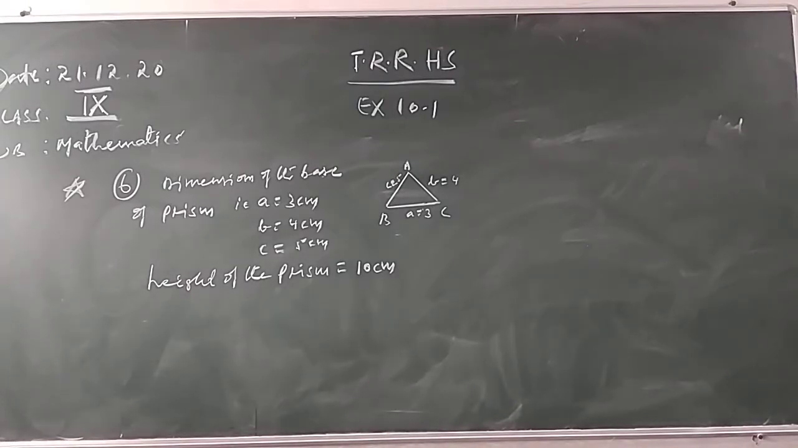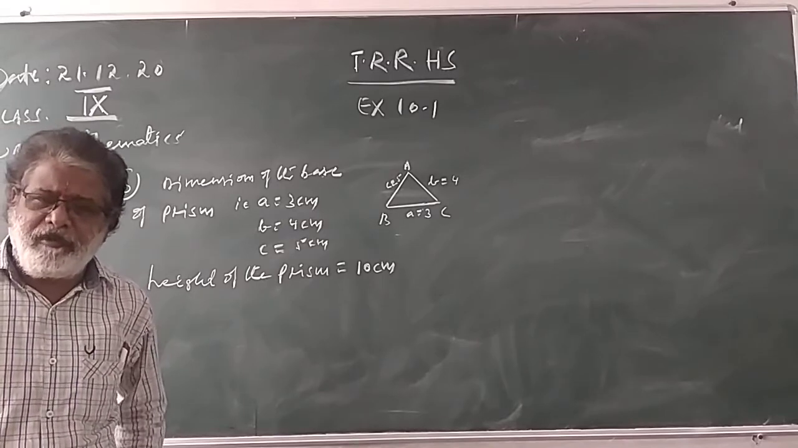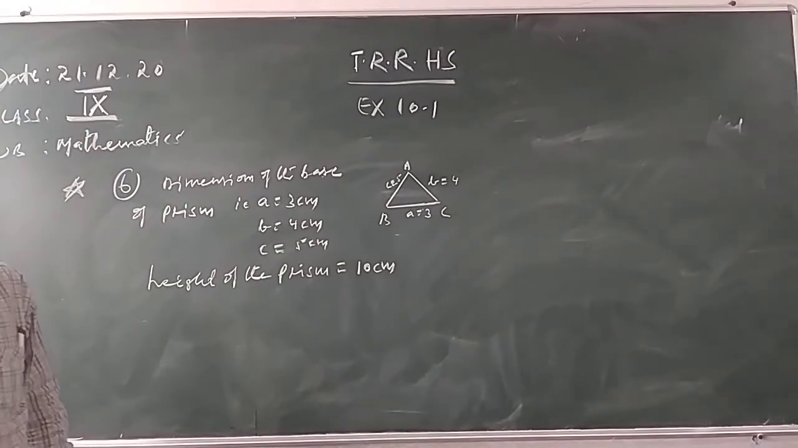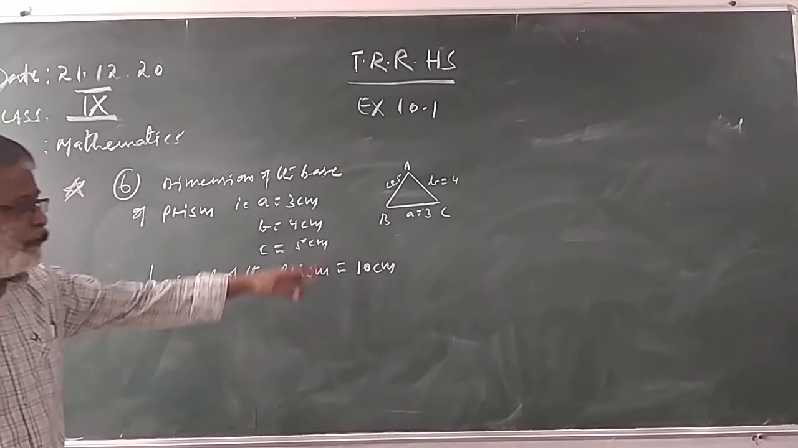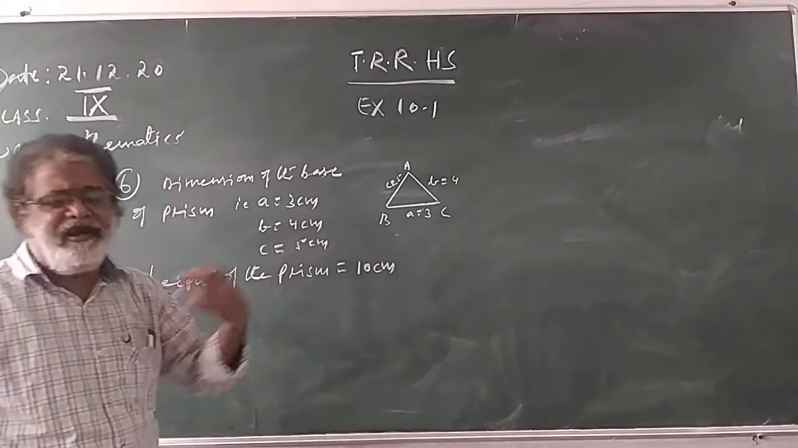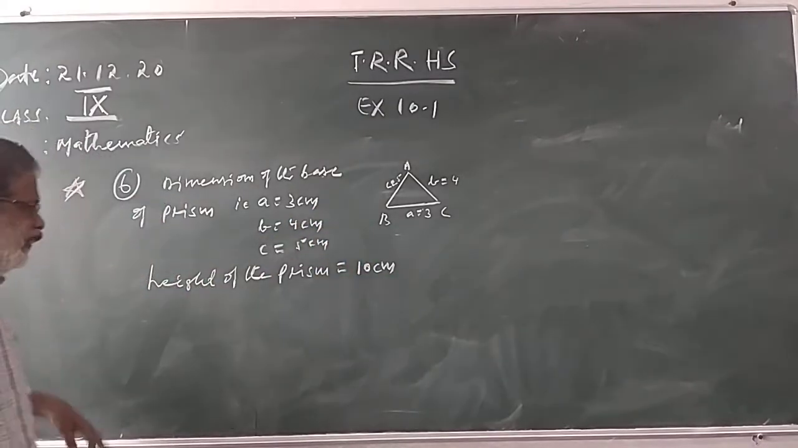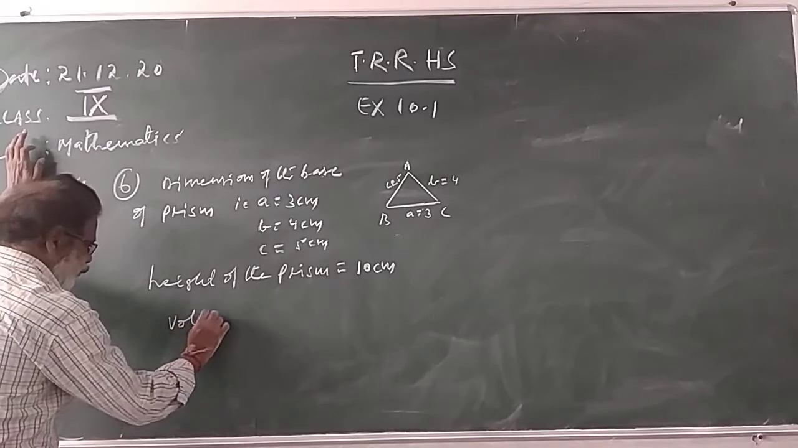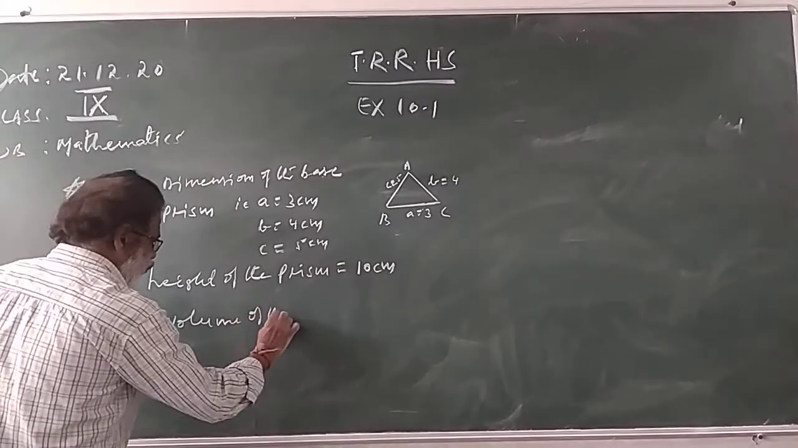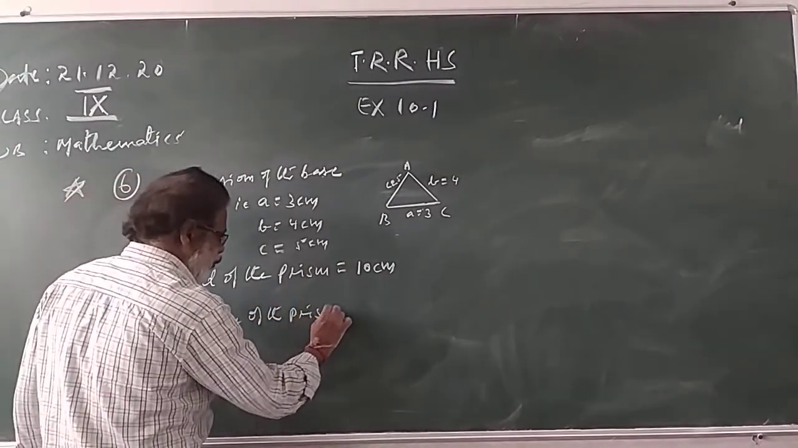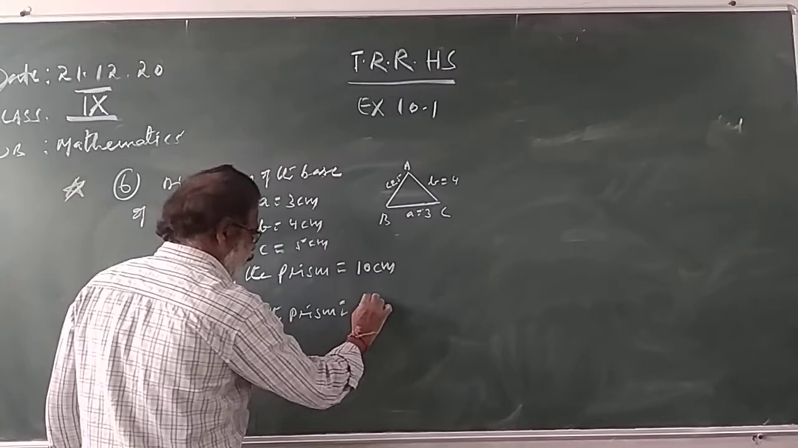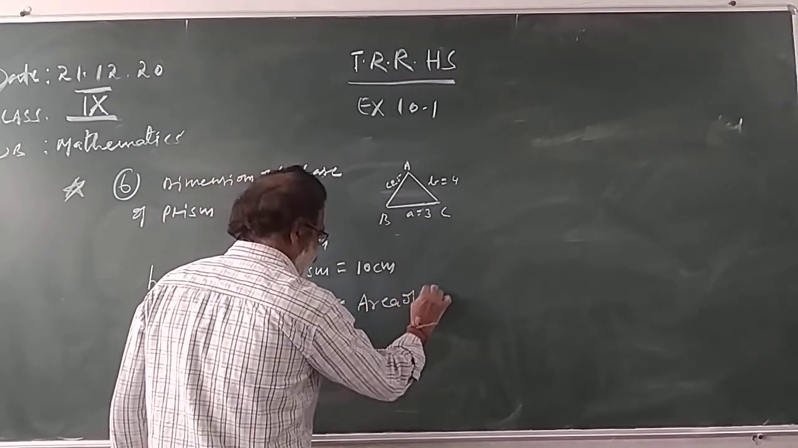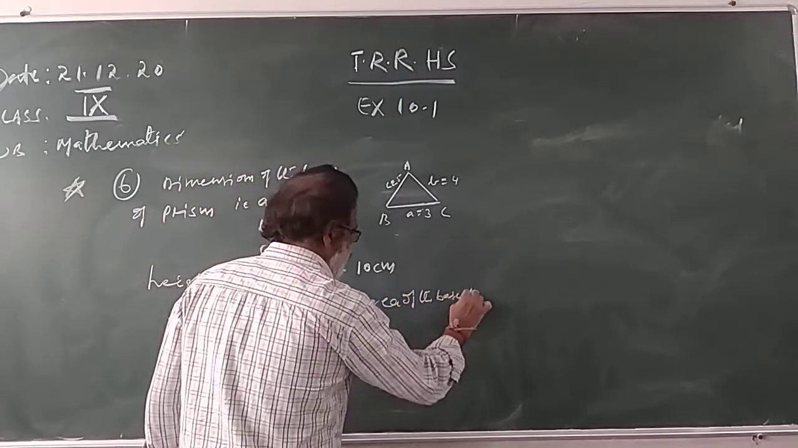Just now I told you the volume of the prism formula: area of the base into height. Area of the base means, since the base of the prism is a triangle, you need to find the area of the triangle. So the volume of the prism is equal to the area of the base into height.